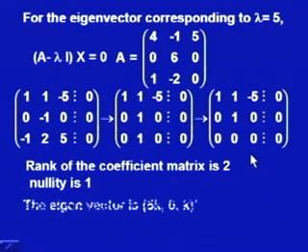And in that case, if you solve this system of equations, k can be taken as an arbitrary value, and y can be 0. So when we substitute it here, this is arbitrary k and this is 0. So x becomes 5k. So the eigenvector corresponding to the eigenvalue lambda is equal to 5 will be of the form (5k, 0, k).